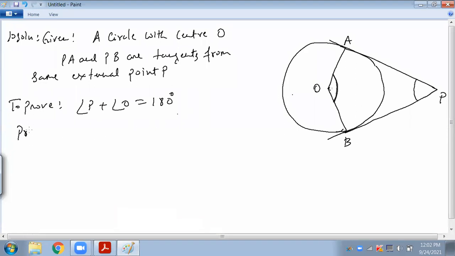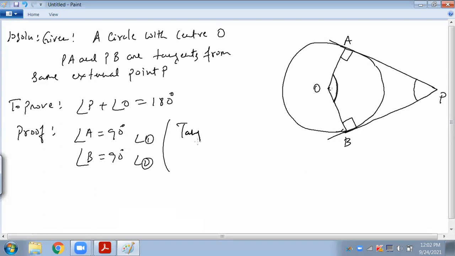Okay, proof. Now how to prove? We know that tangent and radius are perpendicular to each other. So these two are both 90 each. First we'll take that: angle A equals 90, angle B also equals 90. We can mark it 1 and 2. Why? Tangent is perpendicular to radius.